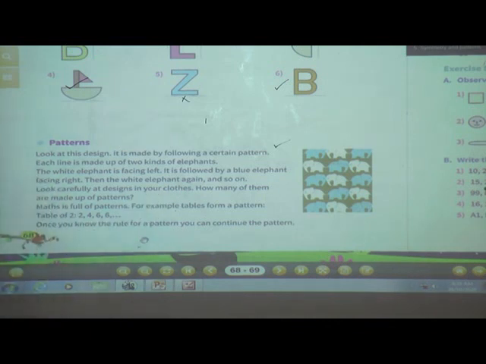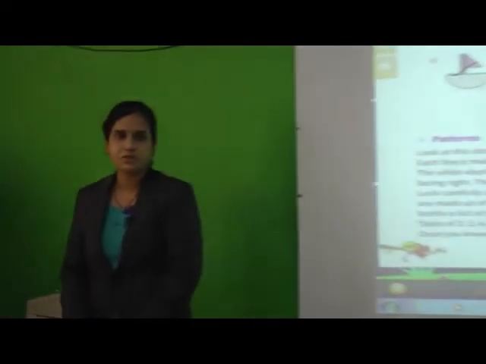So students, in this way, today in this lesson, what did we learn? Yes, we learned what is meant by symmetry and axis of symmetry. We have even solved some exercises and activities also. And in this lesson, we have learned about mirror image and patterns. So students, you can do these activities at home also.